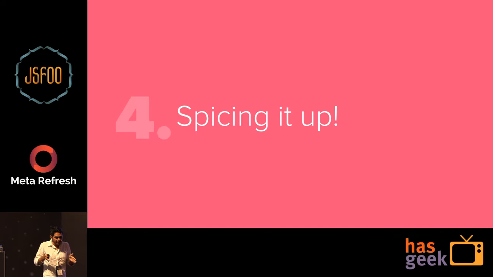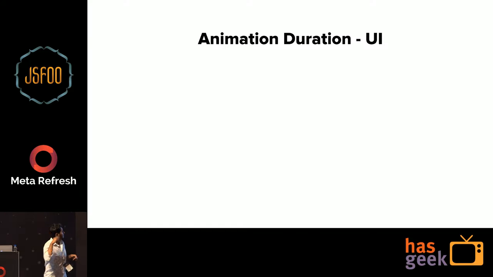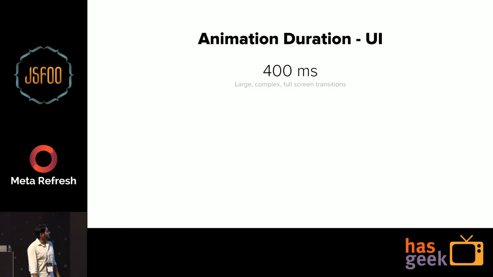Perhaps the one single element which makes any animation wow is spicing it up. And one of the most important things is timing, the animation duration. How long should an animation be? Ideally, here are some values which I found online. It should be within 400 milliseconds if it's a large complex animation, and full screen transitions and so on.